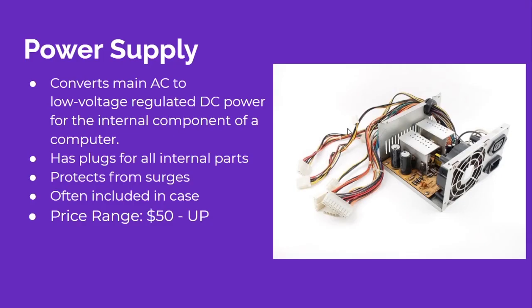Next is the power supply. This converts main AC power to low voltage regulated DC power that can be used for the internal components of the computer. It has a plug for all the internal parts: the graphics card, the motherboard, the hard drive, but not the RAM. The RAM is powered by the motherboard. It also helps protect from surge. So if a surge happens, your power supply is what's going to go first, not your whole computer.